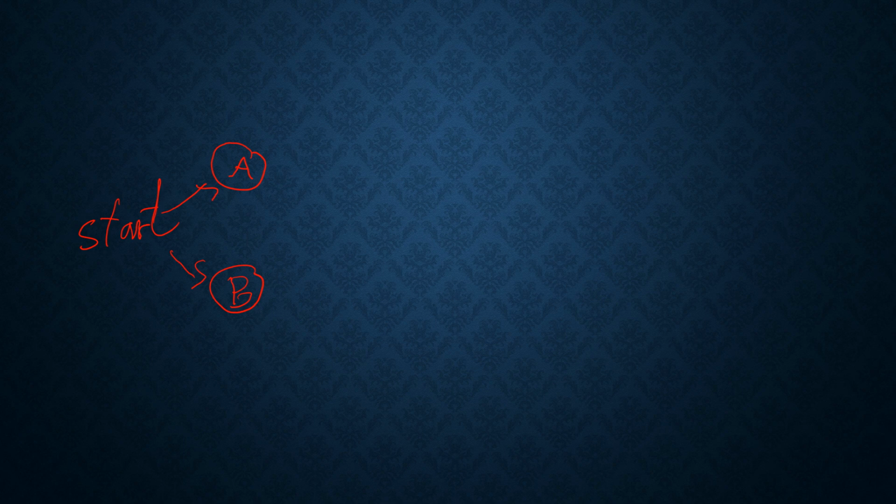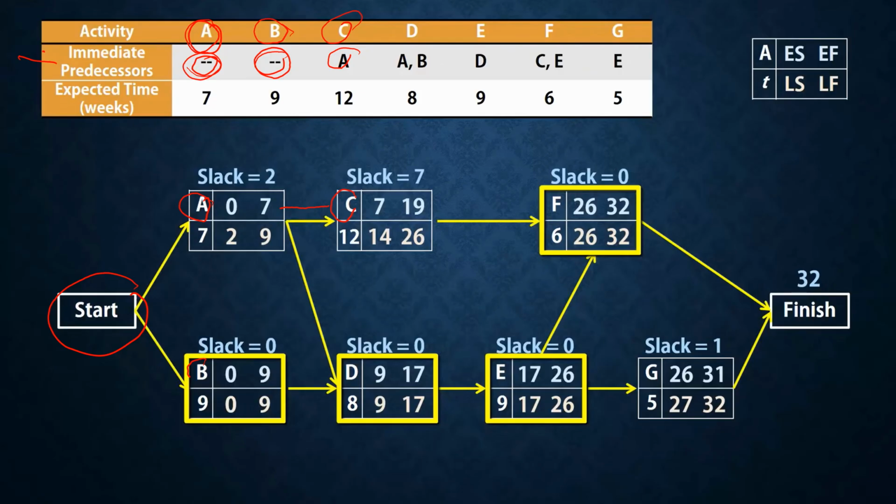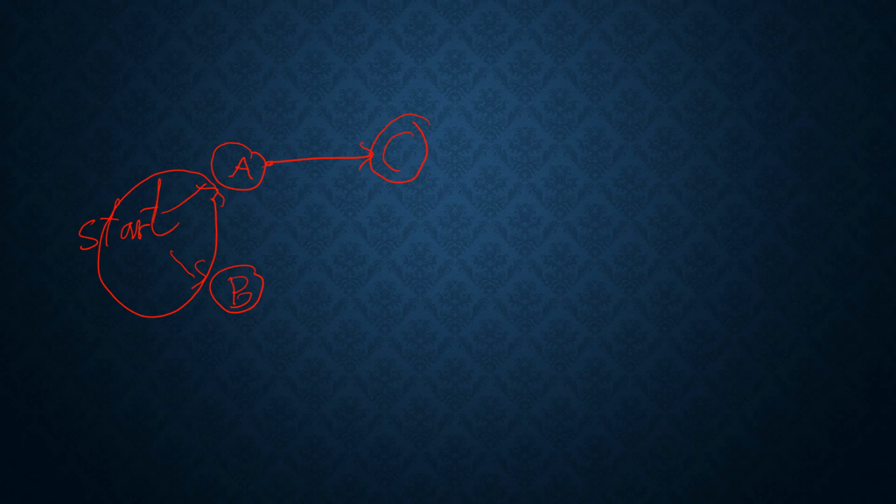Or we can draw the network without even typing the start. Then we have C. C depends on A, so C cannot start before A. And we have D, which depends on A and B. So we cannot start D unless A is finished and B is finished.